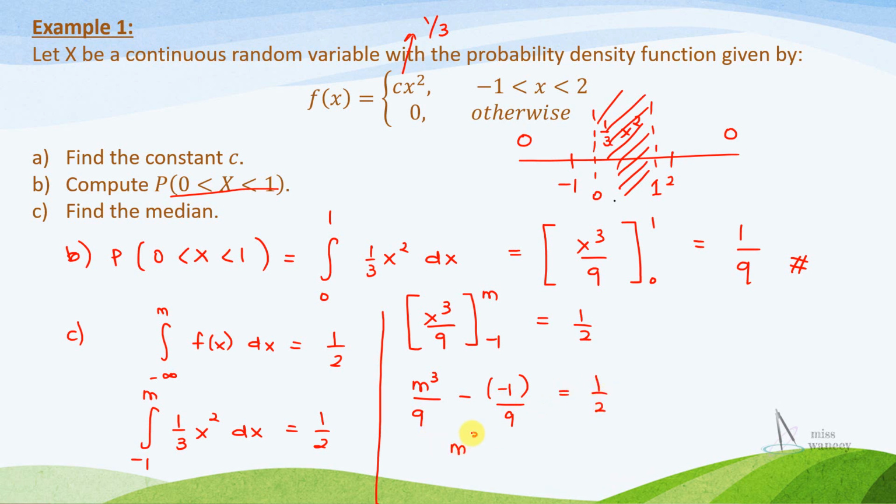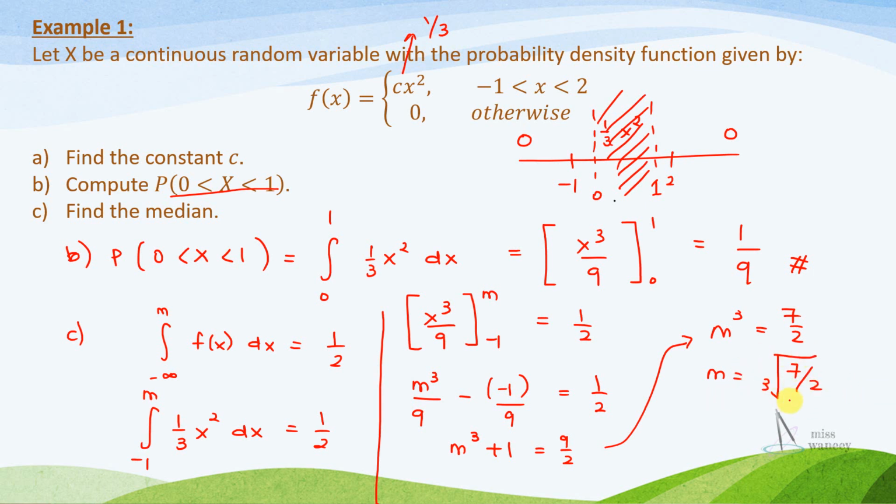Therefore, m cubed plus 1 is equal to, so here I can bring the 9 over, so this is 9 over 2. Okay, so that means m cubed is equal to 9 over 2 minus 1, so this is 7 over 2. So m is simply equal to the cube root of 7 over 2.